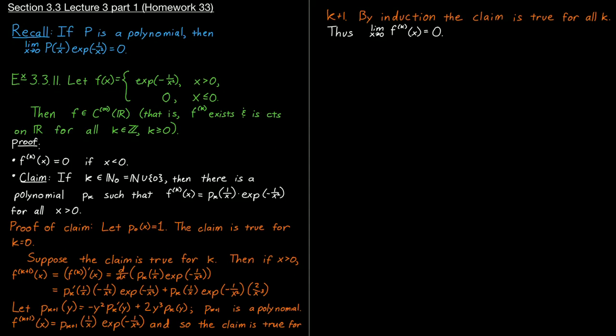Now we just need to show that the function actually has the right value at 0 for all k. And this is another proof by induction. So the claim is true if k is equal to 0, and that's just from the definition of f. f with 0 derivatives is just f, and f of 0 is just 0.